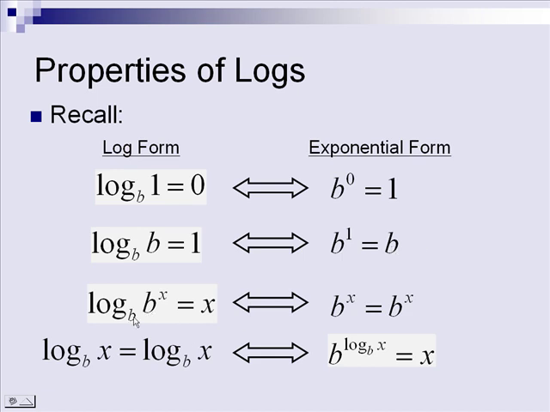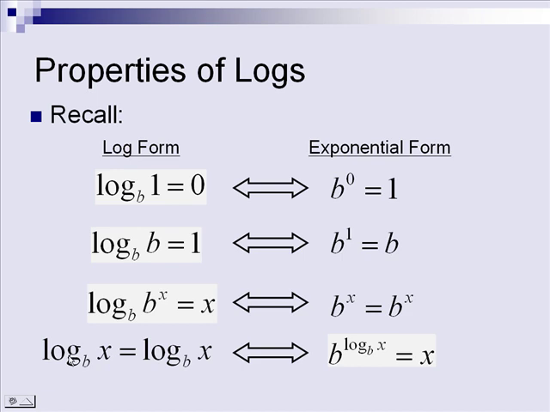This log form here, log base b of b to the x equals x. I take that base b, raise it to the x power on this side, and that equals the inside of the log, b to the x. So b to the x is always b to the x. So these exponential forms are the most obvious, and then we convert those to log forms to see some of these log properties over here.